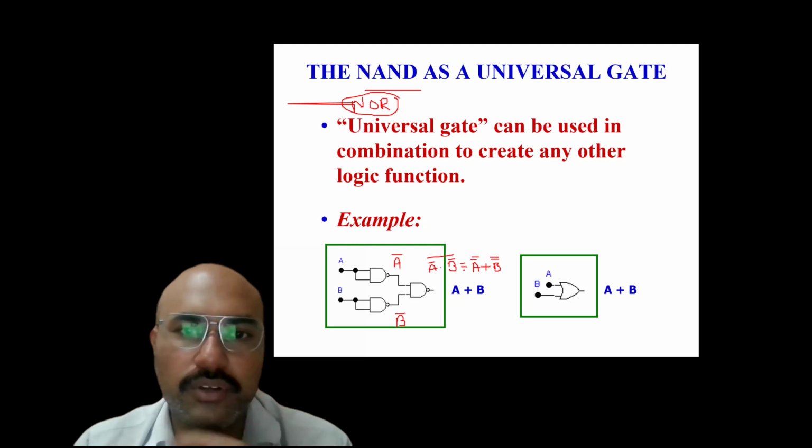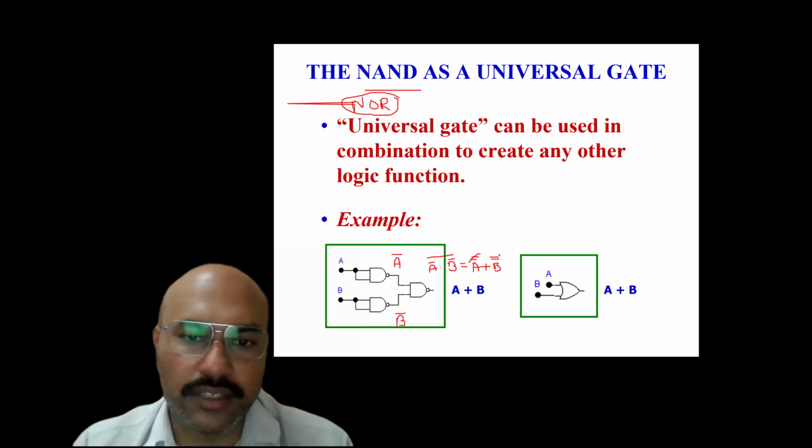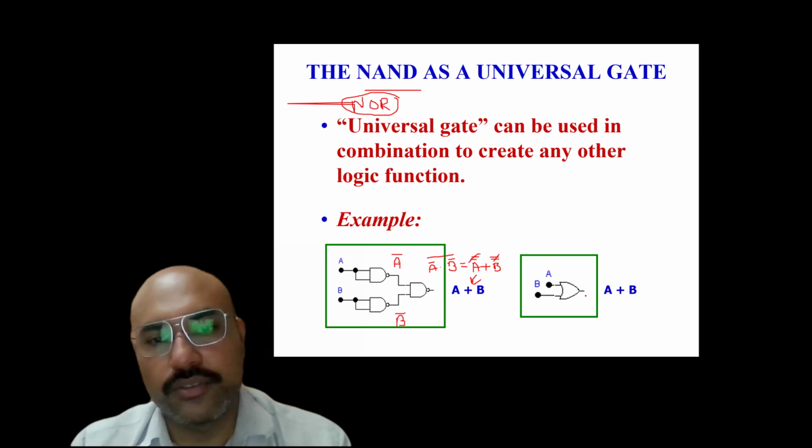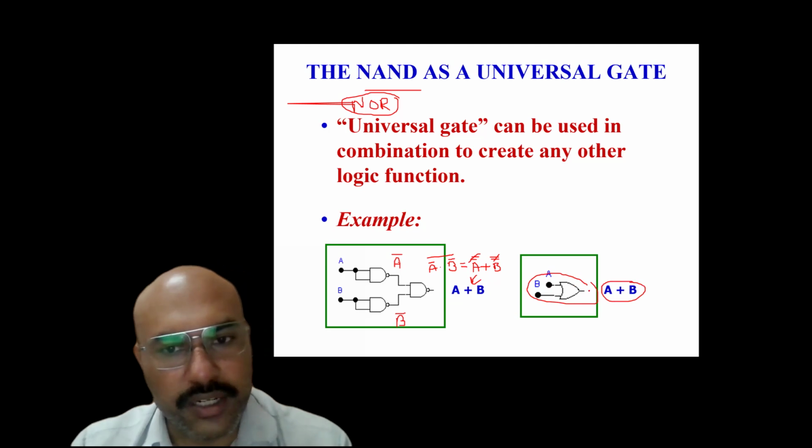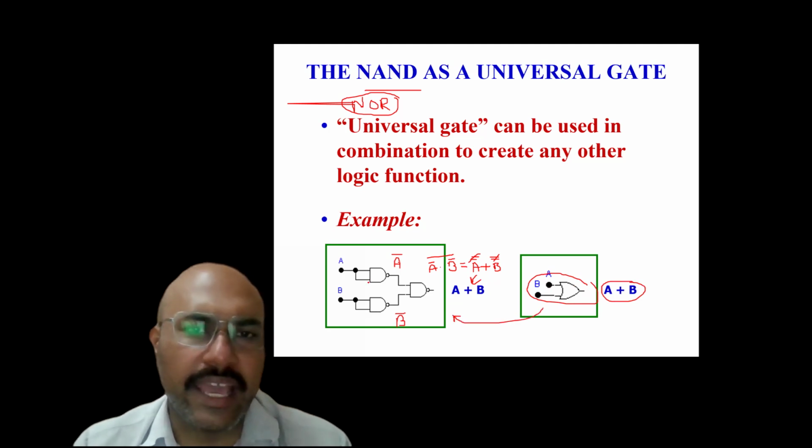And I have also told you in the NOT gate explanation that complement of complement is cancelled out. It will be just A plus B. So this is the OR gate. This is the output of a gate, A plus B. But this gate can also be designed using NAND gate. Similarly, you can design any of the gates using this NAND gate.